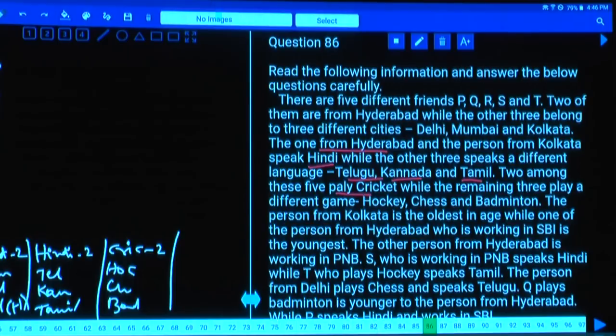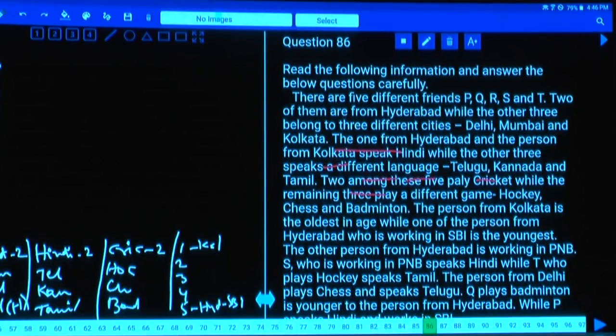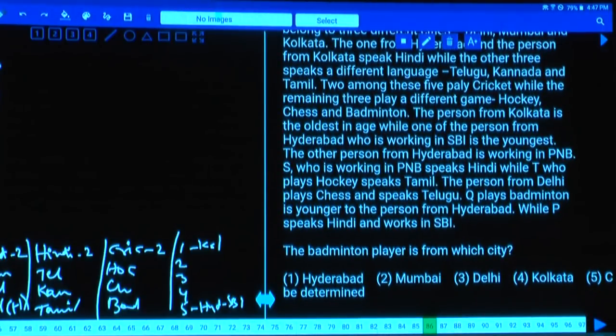If you take these five in descending order of their ages, the person from Kolkata is the highest. There are two persons from Hyderabad, and the one working in SBI is the youngest. Clear now? The person from Kolkata is the oldest, and the fifth position, the youngest, is the person from Hyderabad working in SBI.